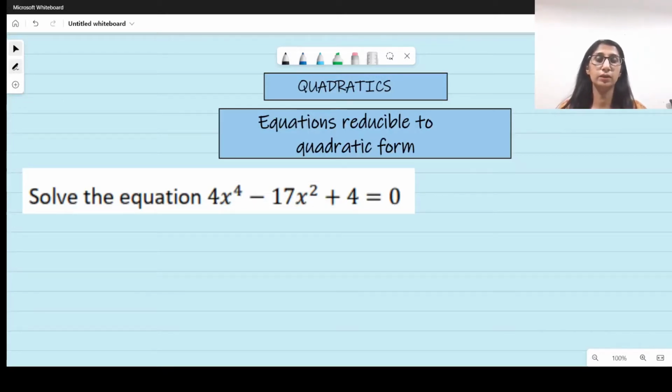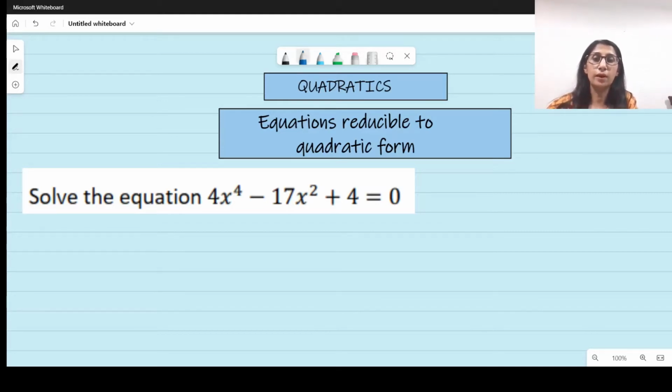Guys, welcome back. In this lesson, we're going to be discussing how to convert higher level equations into quadratic equations. Let's get started. Solve the equation 4x power 4 minus 17x squared plus 4 is equal to 0.